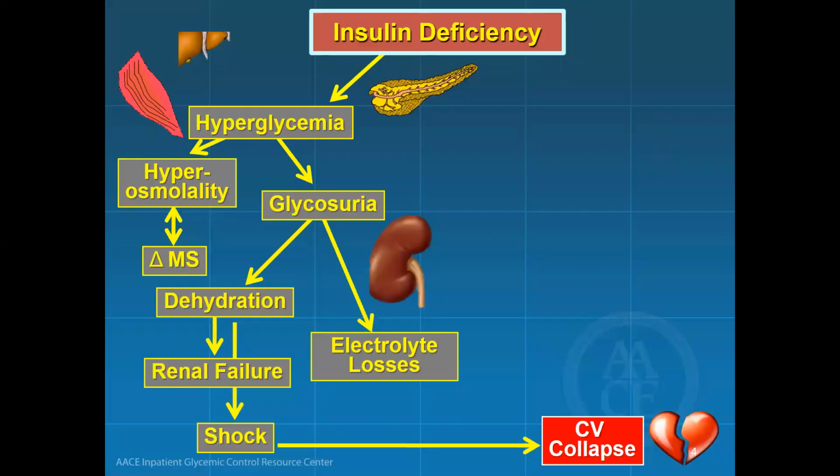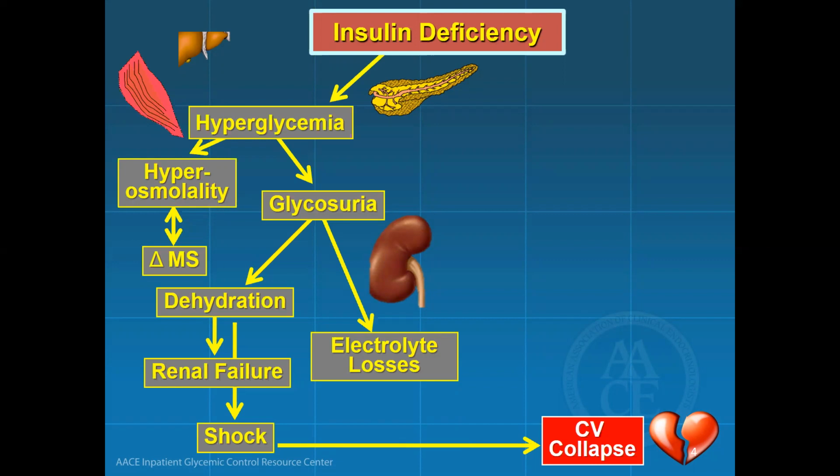So let's talk about DKA and HHS, what happens. Without enough insulin, the amount of glucose entering the cells is markedly reduced. So these cells are starving. They don't have the glucose for energy. So the liver says, hey, I know what to do, I can start kicking out glucose. This is called gluconeogenesis. So the liver releases the glucose, and then we have a rise in our serum glucose levels, leading to hyperglycemia.